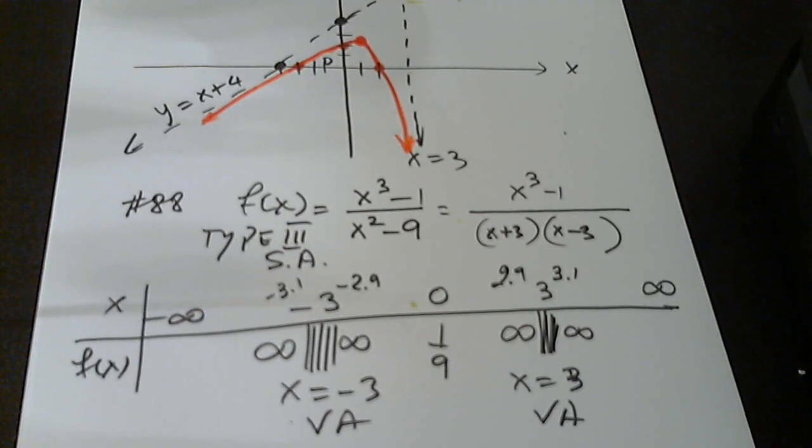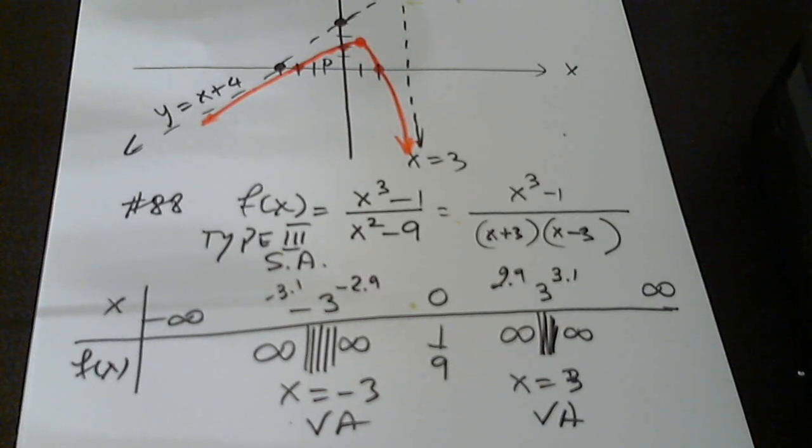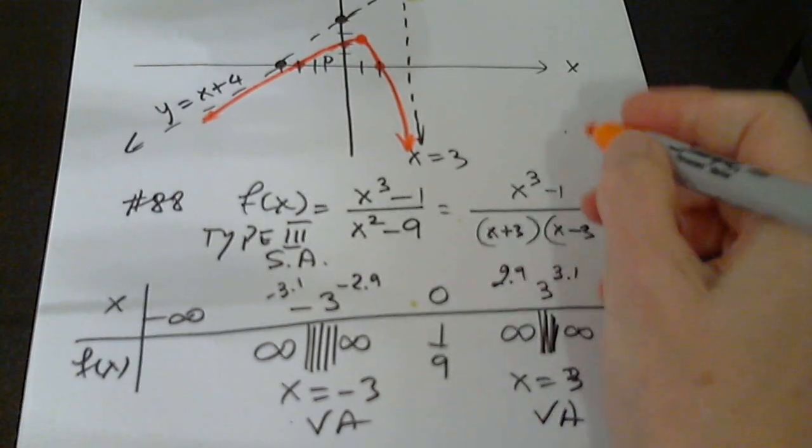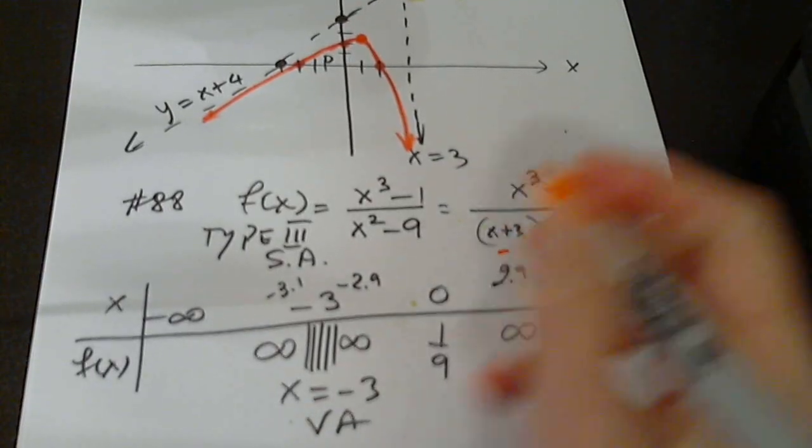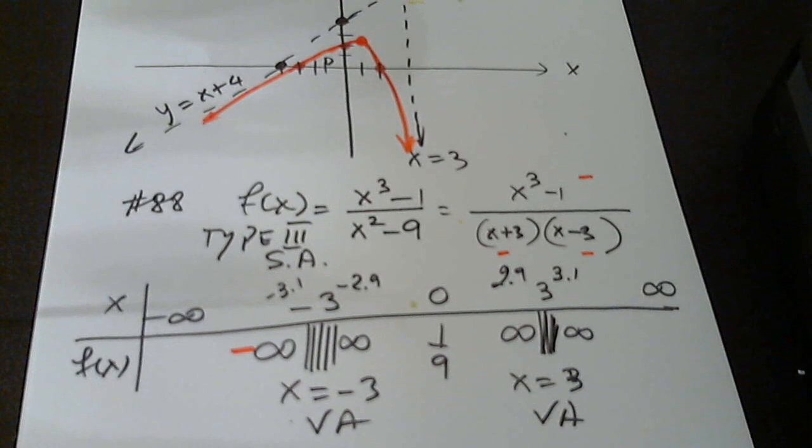Do we have any of the signs? So to the left of negative 3 is going to be negative. So I got negative here, negative here, negative here. Yes, I agree. Very good. With negative 2.9.